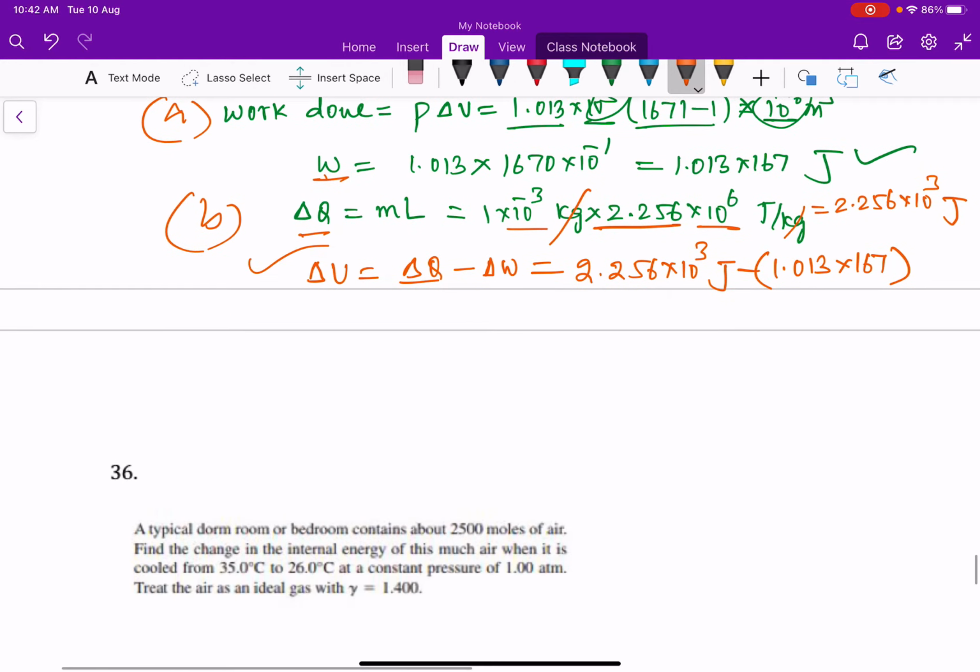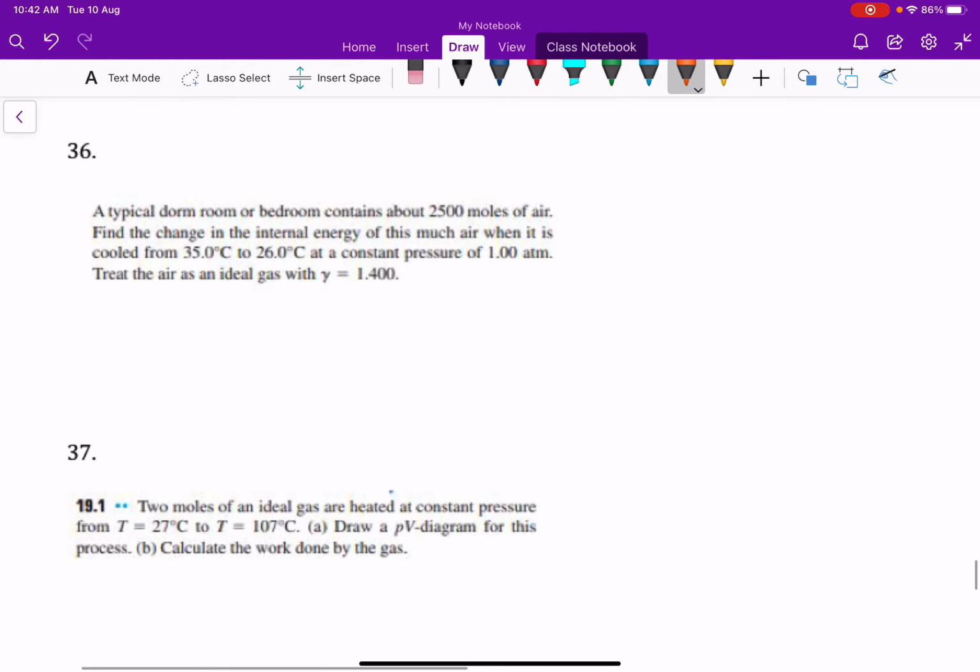Okay, now move to question number 36. Here, a typical dorm room or bedroom contains about 2,500 moles of air. The number of moles is equal to 2,500 moles.